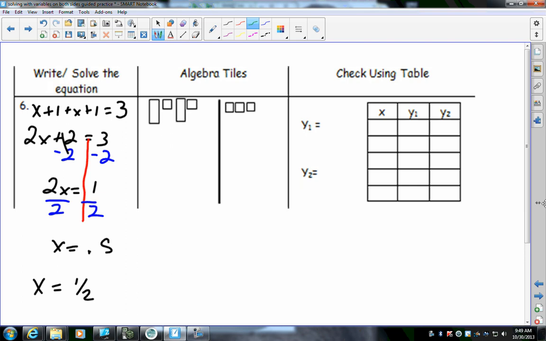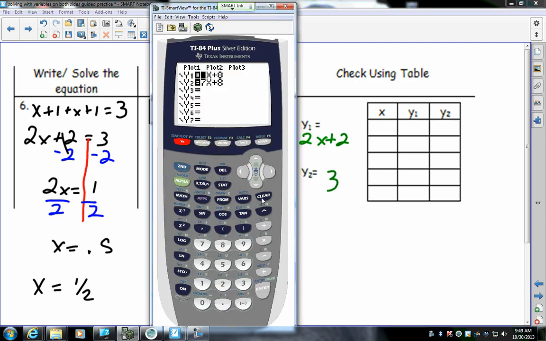Now, when you go to check this, 2x plus 2 goes into y1 and 3 goes into y2. The issue is going to be when we go to check it. When I go to second graph and go to the table, there's no decimal. So what you'll do is go second window, type in what you think the answer is, 1/2, then second graph. Y1 and Y2 are the same right here. That means that you're right.